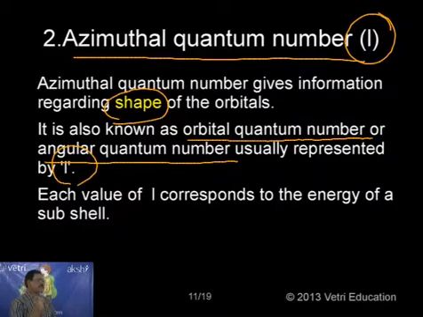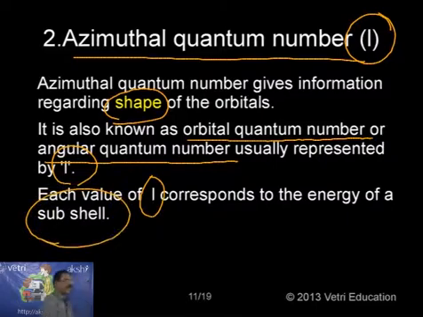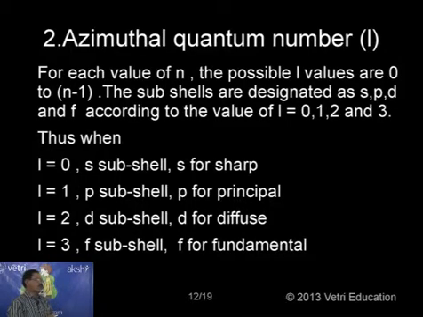That means each value of l corresponds to the energy of a subshell. Kindly follow: Bohr says main shell, and Sommerfeld, subshell. So here the azimuthal quantum number l indicates the subshell. What is the relationship between the principal quantum number and the azimuthal quantum number?